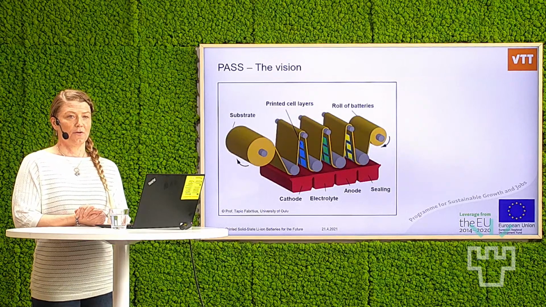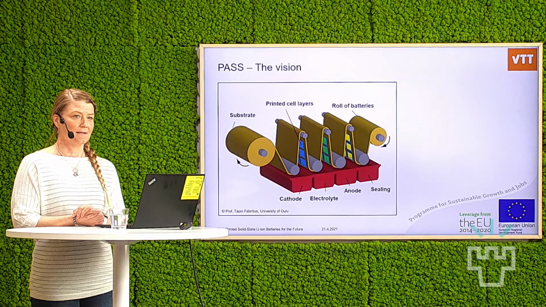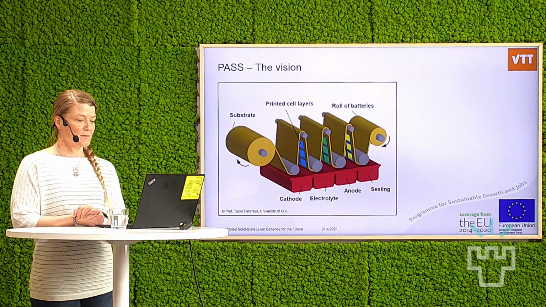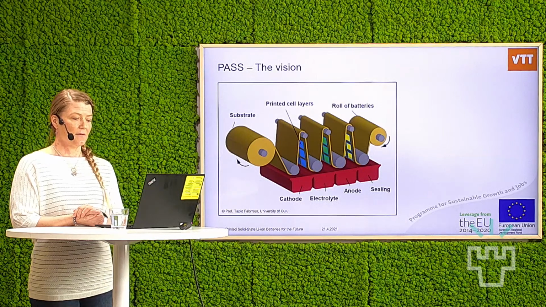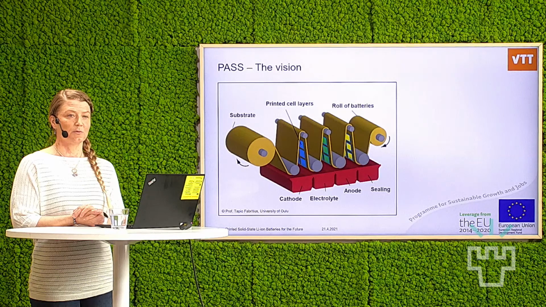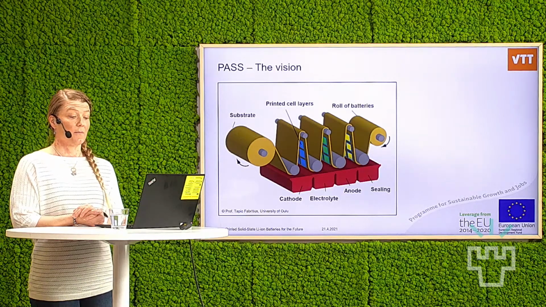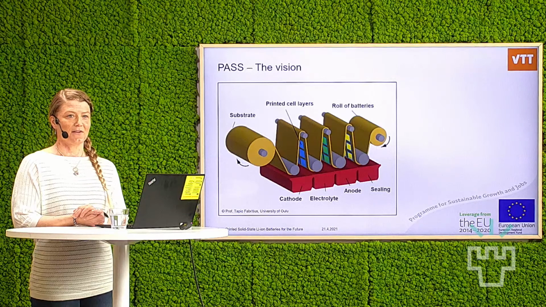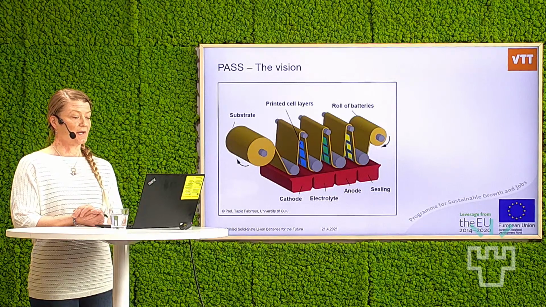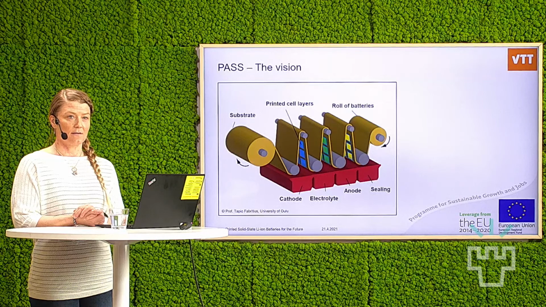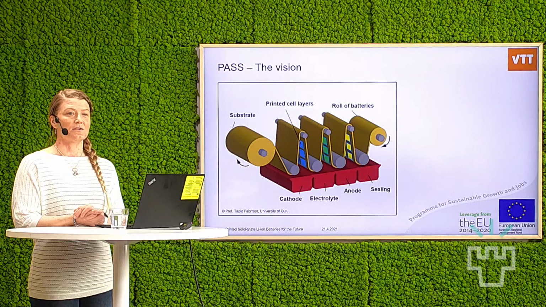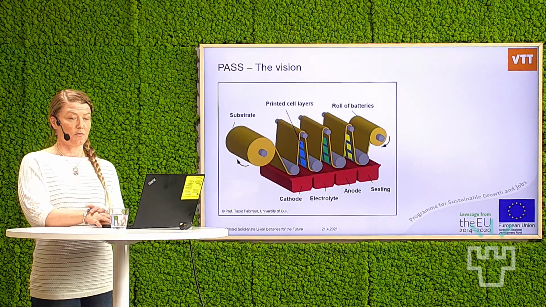The big vision of this project is shown in this graph, where we have a roll of metal foil substrate, on top of which the cathode, the electrolyte and anode would be printed, and this all will then be sealed to a roll of batteries. Of course, everyone knows that this is a very simplified image. Between all these steps, there are sub-processes, but this gives you an image of our overall vision in this project.